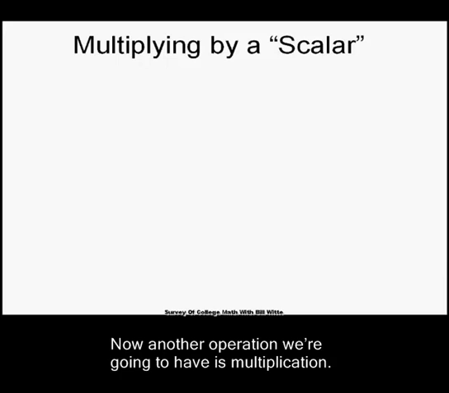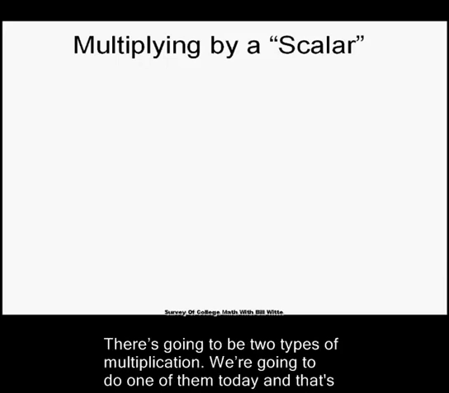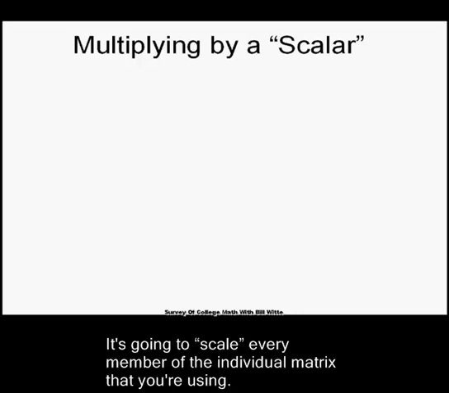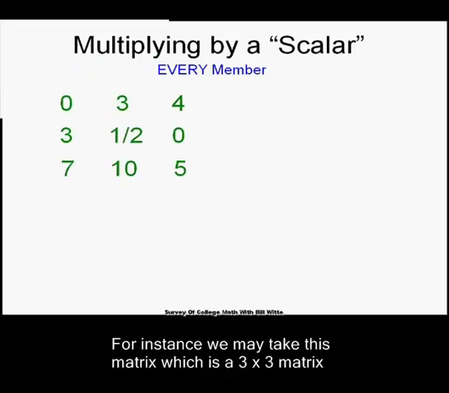Now, another operation we're going to have is multiplication. There's going to be two types of multiplication. We're going to do one of them today, and that's multiplying by what's called a scalar. Okay? A scalar, what does a scalar do but scale? It's going to scale every member of the individual matrix that you're using.